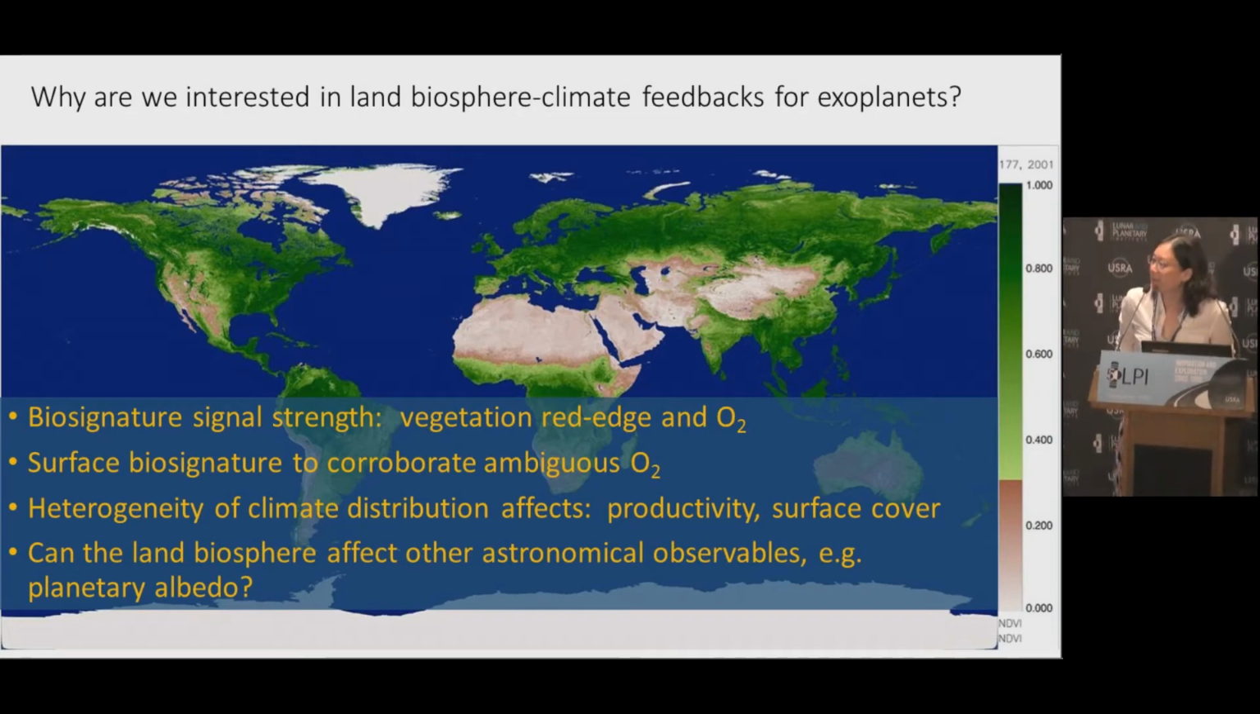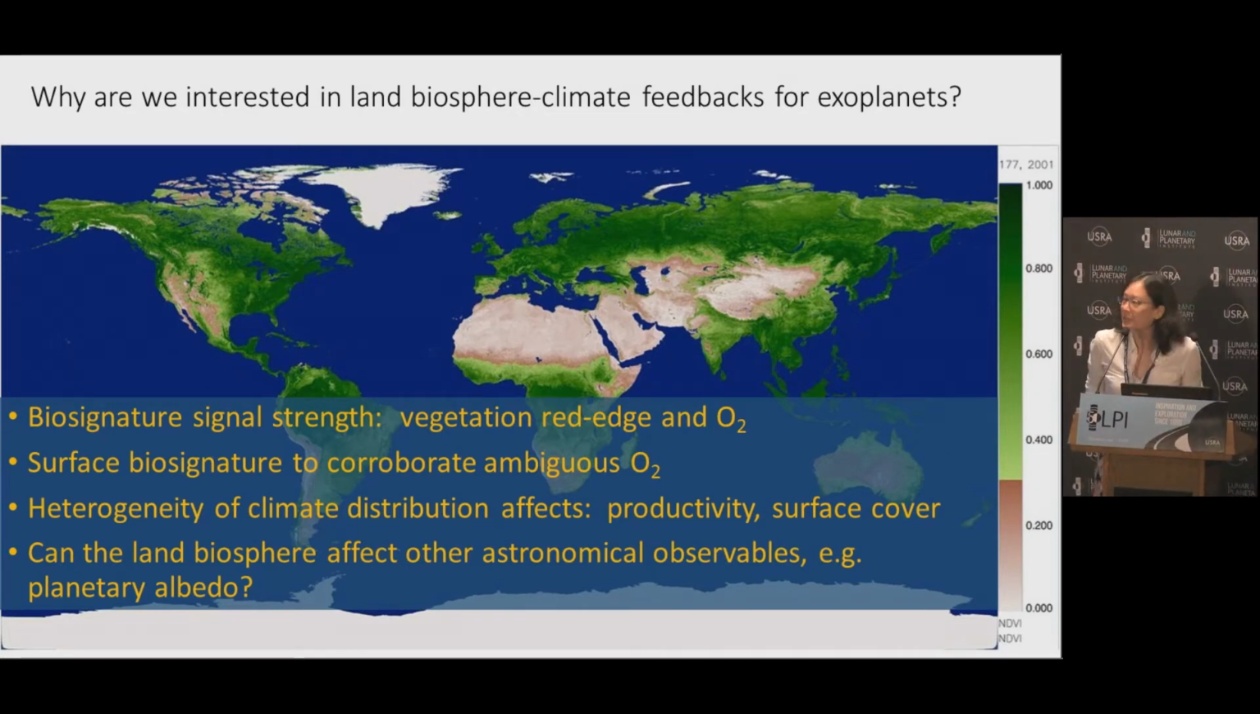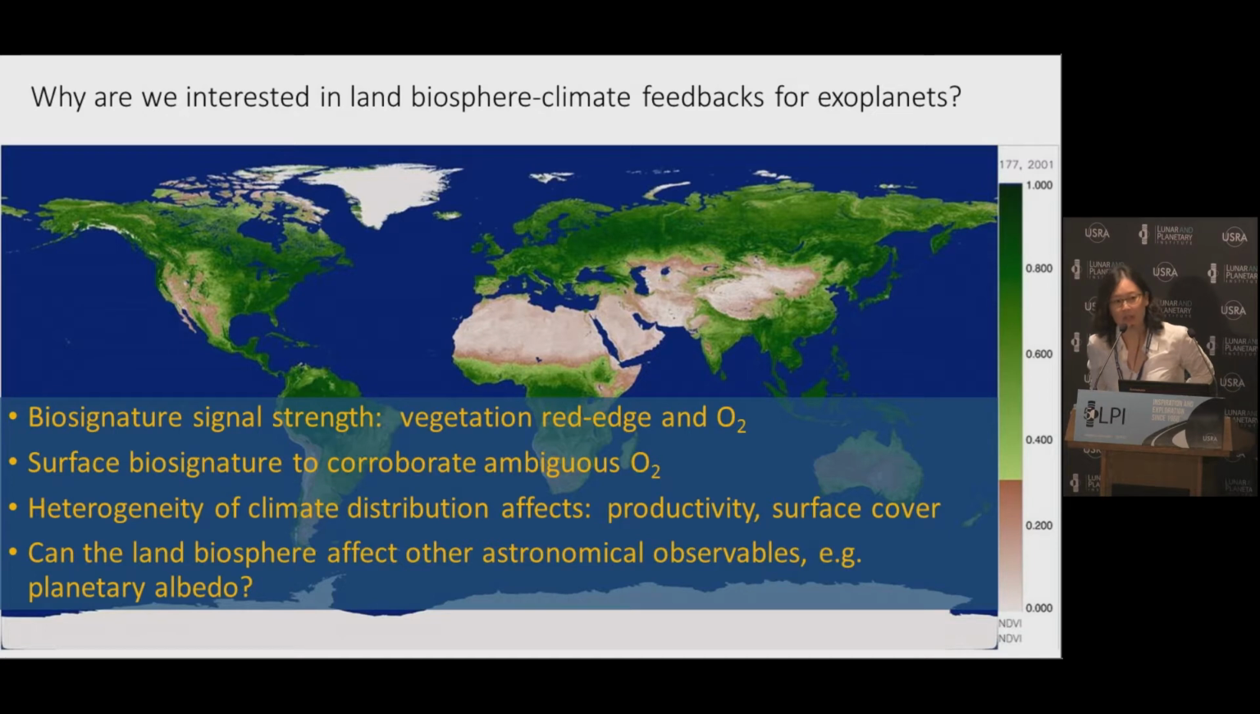Why do we care? One is biosignature signal strength. Some of you know about the vegetation red edge, which is this reflectance signature of vegetation on the Earth's surface, and where the plants distribute over the overland surfaces determines how strong that signal can be. The rise of plants also can strongly influence how strong the O2 signal could be.